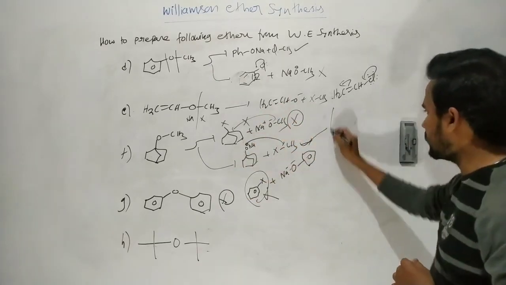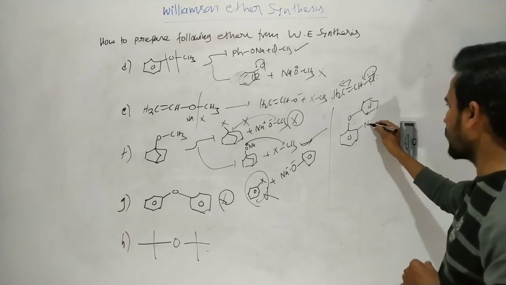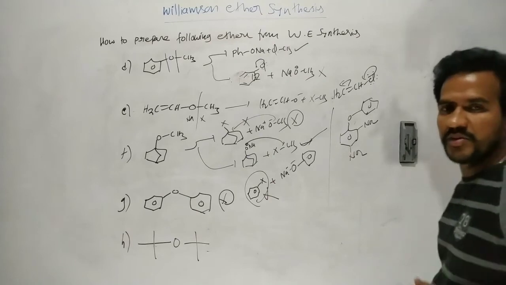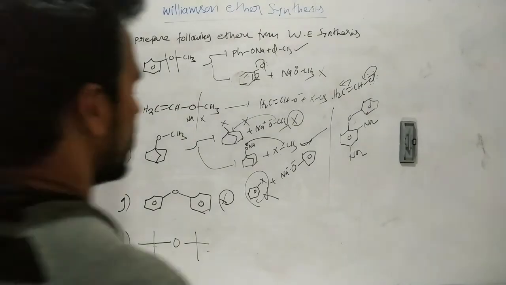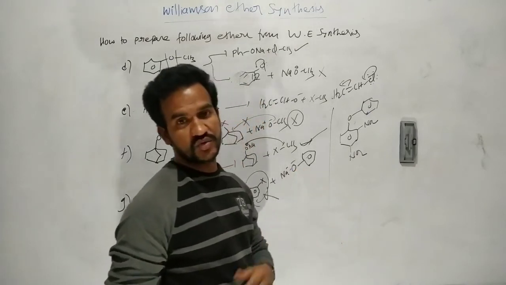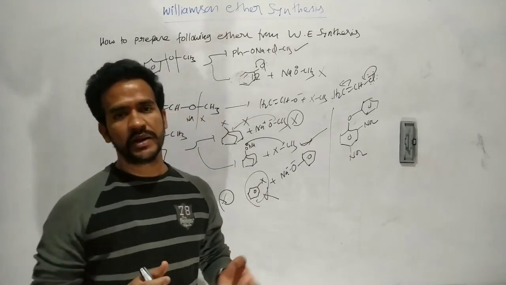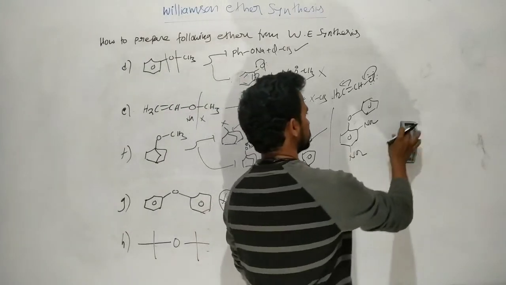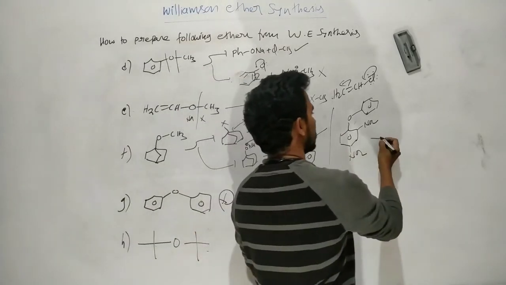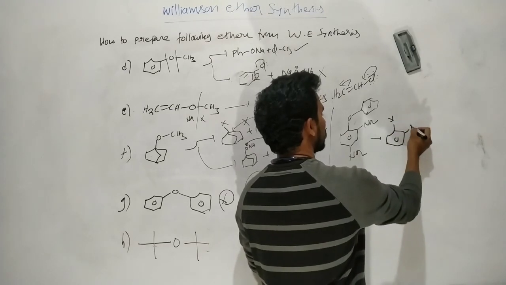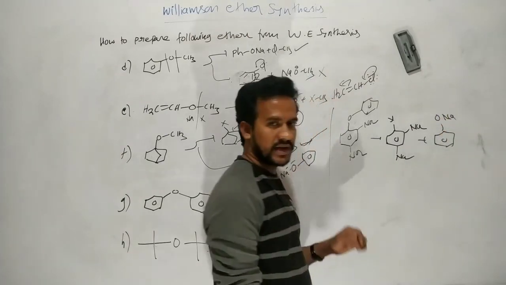But here, the one interesting point is that we can prepare this ether, where oxygen is attached to a phenyl and a ring bearing NO2 groups. Even if one NO2 group is present, that ether can be prepared by the Williamson ether synthesis. How is it possible? You know the ArSN2 reaction, the addition elimination mechanism, an aromatic bimolecular substitution reaction. That might be studied in aryl halides. Aryl halides are generally not involved in substitution reactions, but aryl halides having an electron withdrawing group can be involved in substitution reactions.